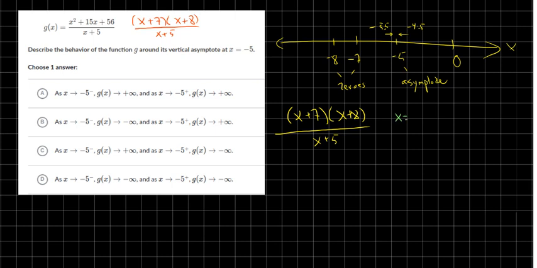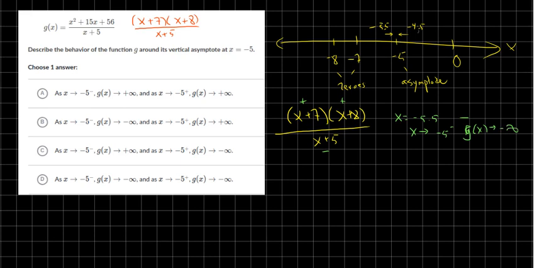So if x is equal to negative 5.5, then x plus 7, negative 5.5 plus 7 is positive, and x plus 8 is positive, and x plus 5 is negative. So that means we're negative here. So as x approaches negative 5 from the negative side, then g of x, not f of x, g of x is going to approach negative infinity.